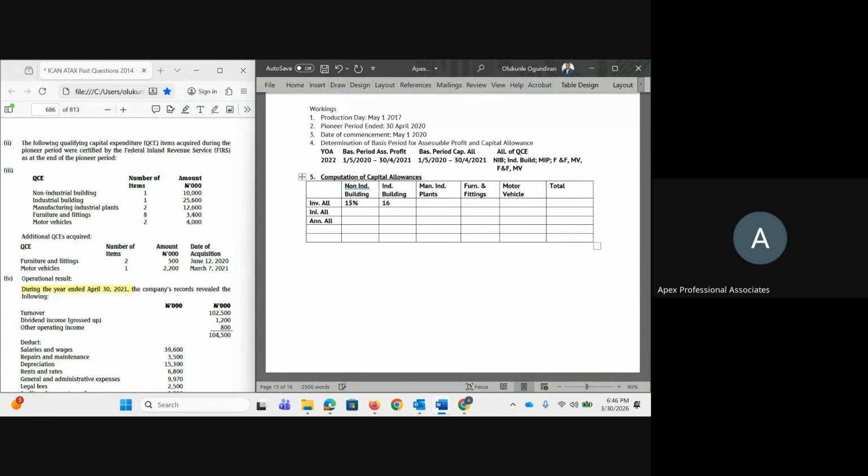Sorry, investment allowance is only on plant and equipment. So I have 15, 15, 50, 25, 50. The annual allowance I have 10, 10, 25, 20, 20, and 25.